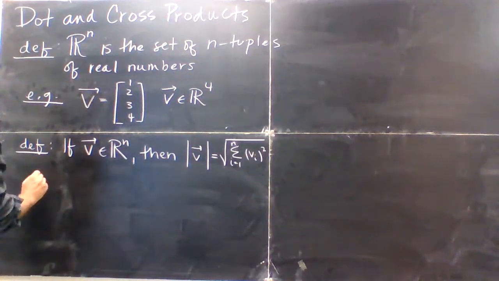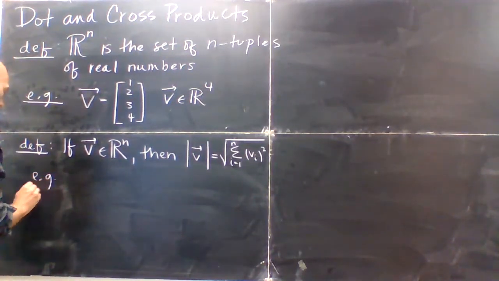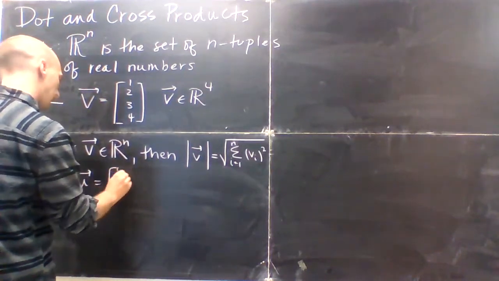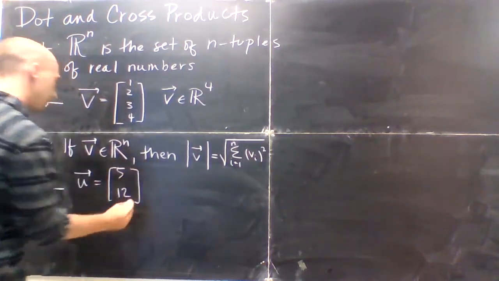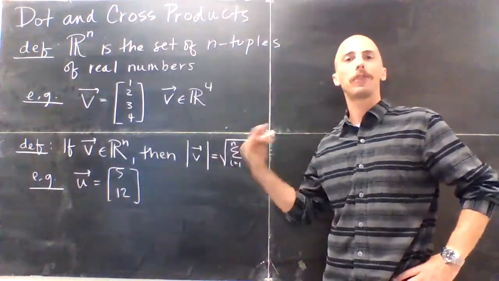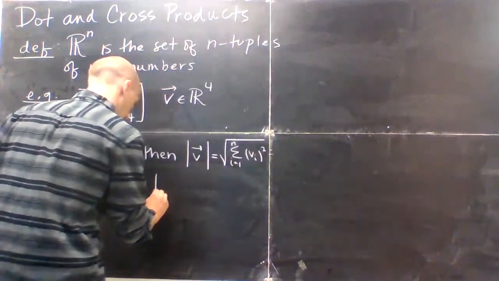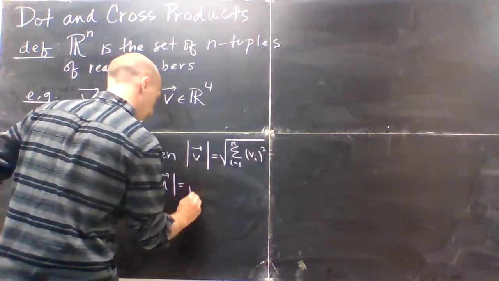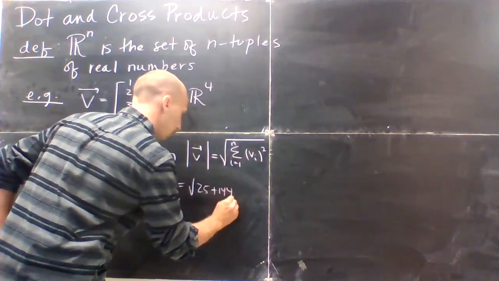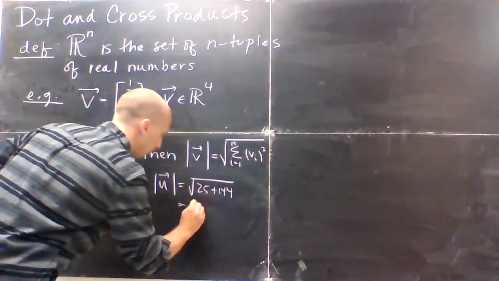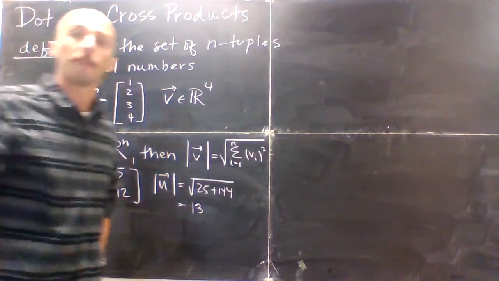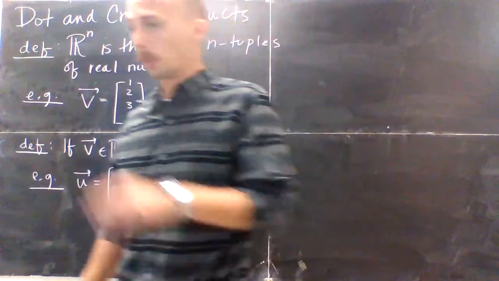So, for example, if u equals 5 and 12, and that's a vector in R2, the length of u is going to be 13. Okay, length of u equals the square root of 25 plus 144, which if you know your triples, that's going to be 13. Okay, that's how we take the length of a vector. That's something we're going to be doing regularly in this course.